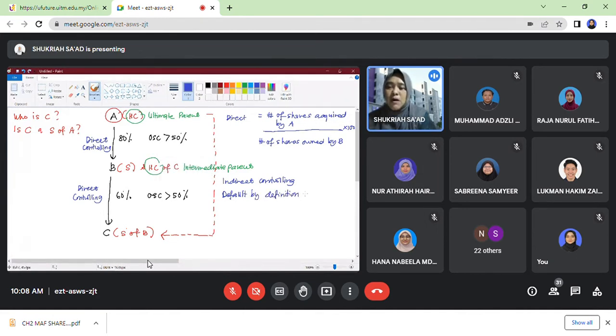Default by definition of what? Of subsidiary. So in the standard, it says if B is a child of A, then any child of B is also a child of A. Package. Okay. So B is a subsidiary of A. At the same time, B also has its own children. So automatically, indirectly, B's children are also children of A.